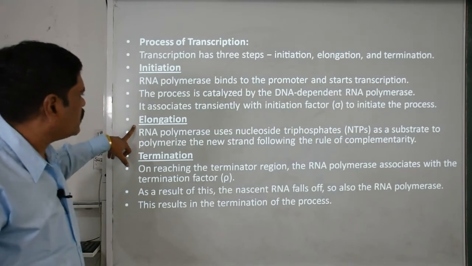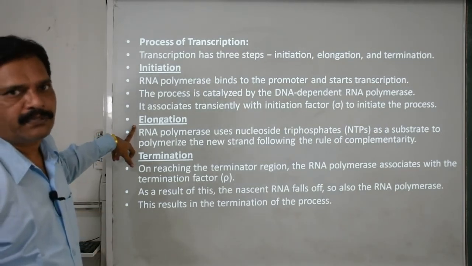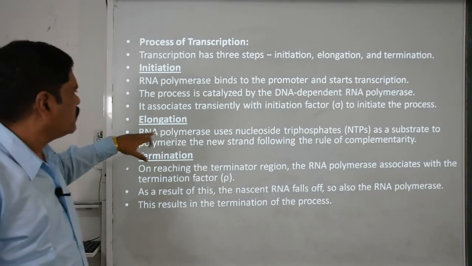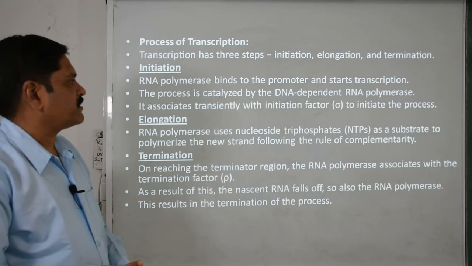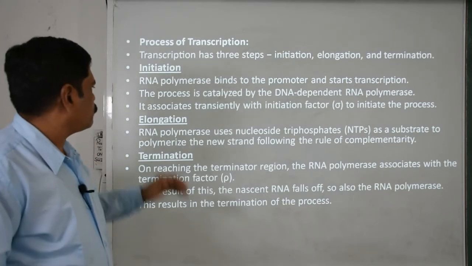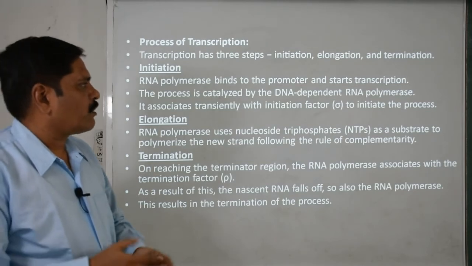Now, second, the elongation. Once it starts, then it needs to carry on in the form of a specific series. So, this is called the elongation. This RNA polymerase uses nucleoside triphosphates as a substrate to polymerize the new strand following the rule of complementarity.